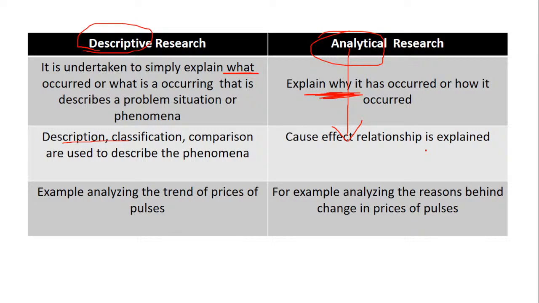So let us take an example. In descriptive research, the example is analyzing the trend of prices of pulses. You can take any product here. Whereas analytical research analyzes the reasons behind that change in the price. It forces us to think. Descriptive research gives us the result in the form of description, and the cause behind it we are able to understand in analytical research.